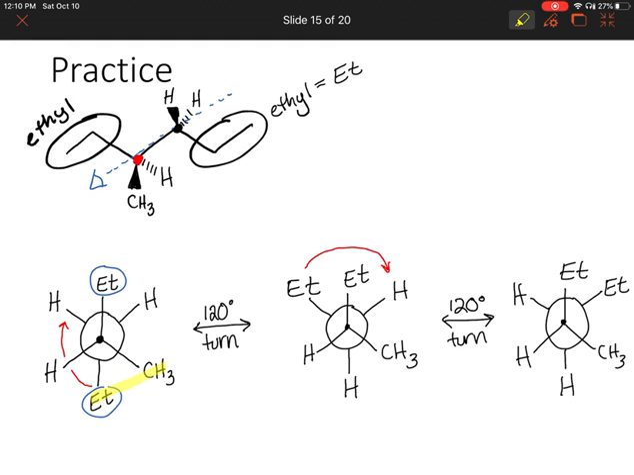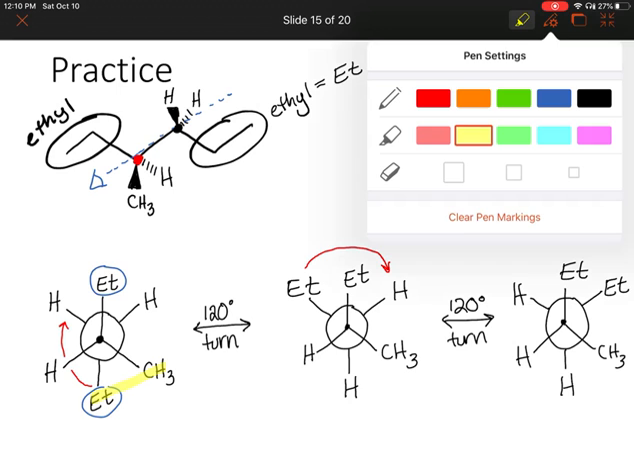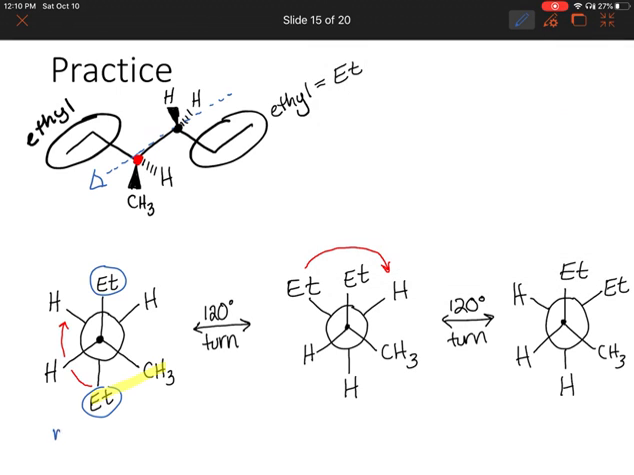Remember, the most stable conformation will have the largest groups as far apart as possible. So in this case, the first structure is the most stable because those large ethyl groups are far away from each other.